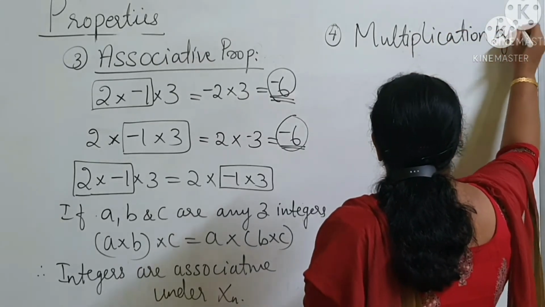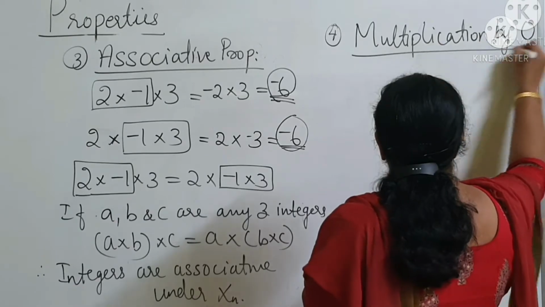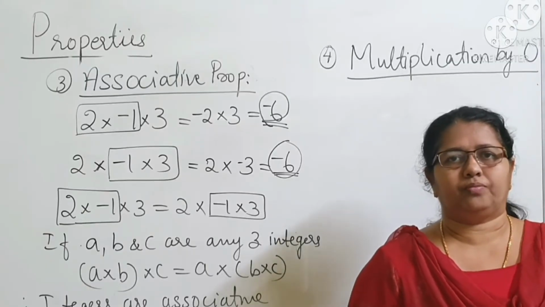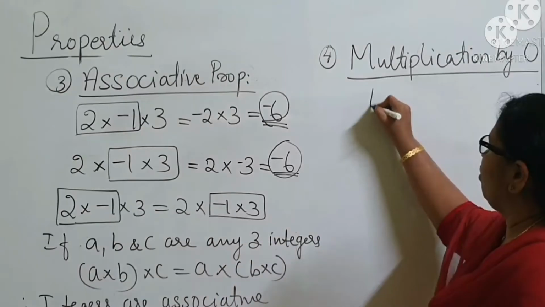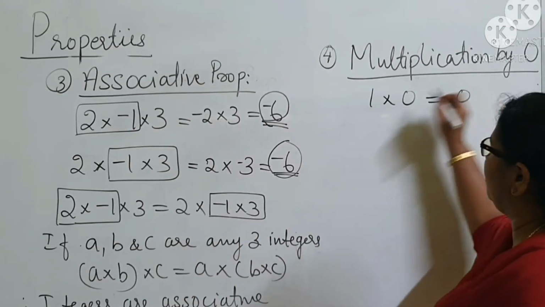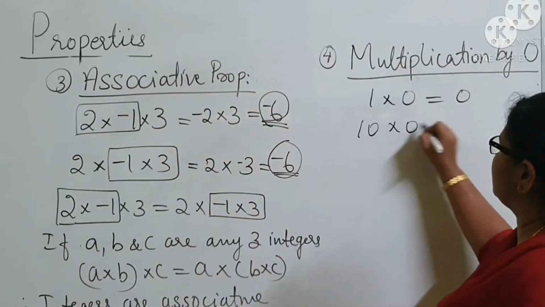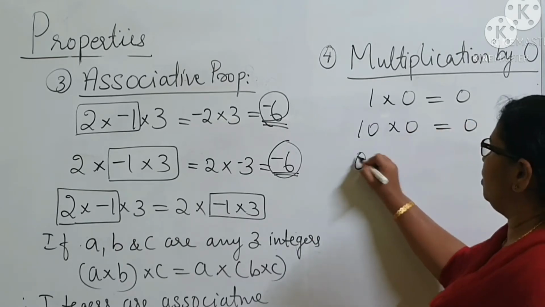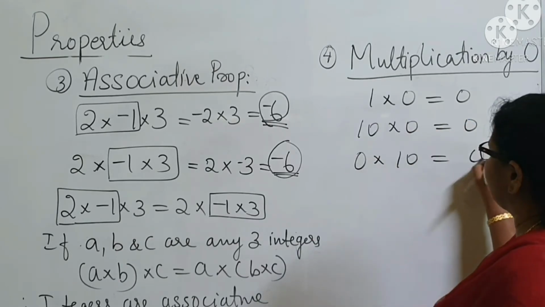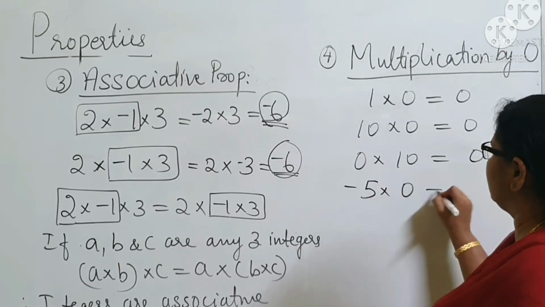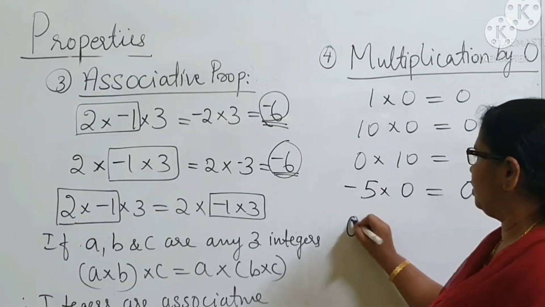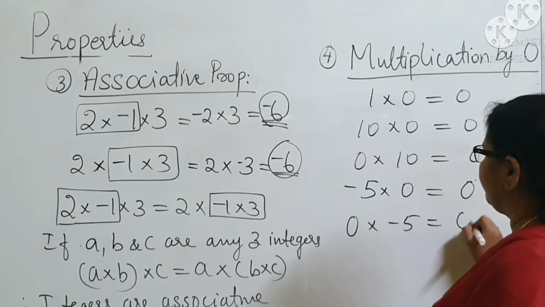Multiplication by 0. When a whole number is multiplied by 0, or 0 is multiplied by a whole number, the product is 0. 1 into 0 is 0. 10 into 0 is 0. 0 into 10 is also 0. Then negative 5 into 0 is 0, and 0 into negative 5 is also 0.